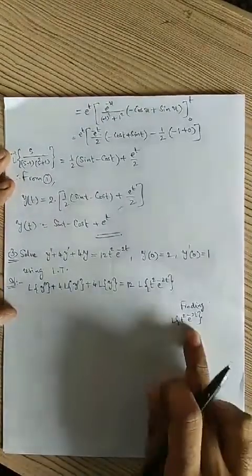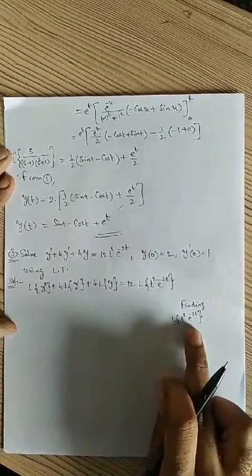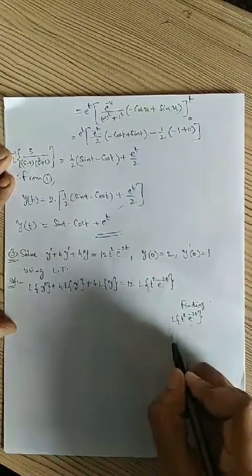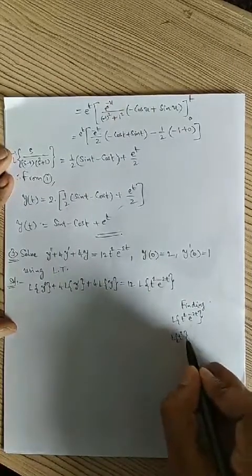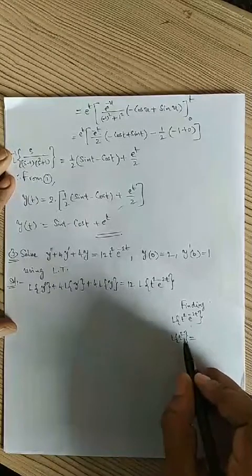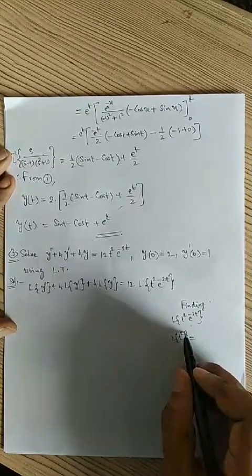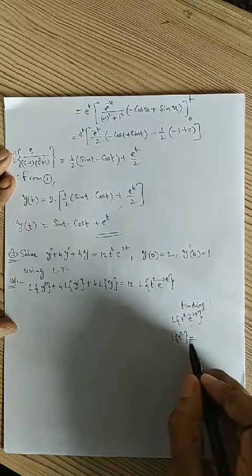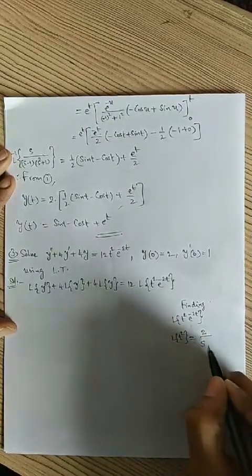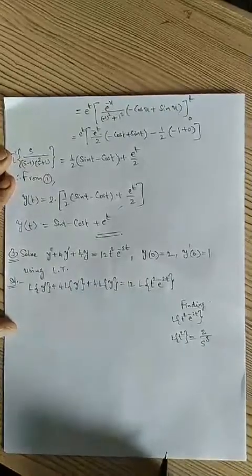I am finding the Laplace transform of t square into e power minus 2t. So first I will find the Laplace transform of t square. Laplace transform of t square, then I apply the first shifting property. Laplace transform of t power n formula is n factorial by s power n plus 1. Right? So 2 factorial is nothing but 2 by s power 2 plus 1, which is 3. Right? 2 by s cube.